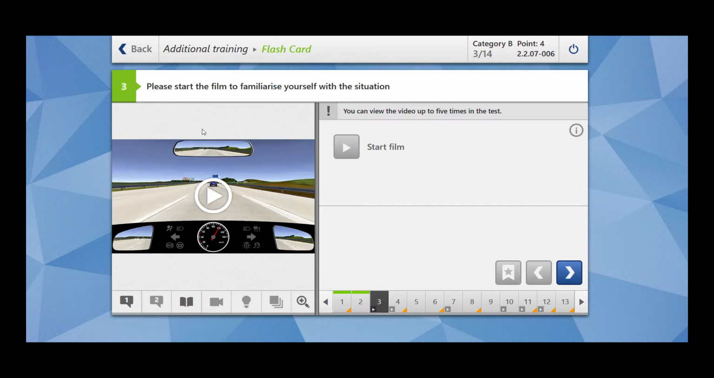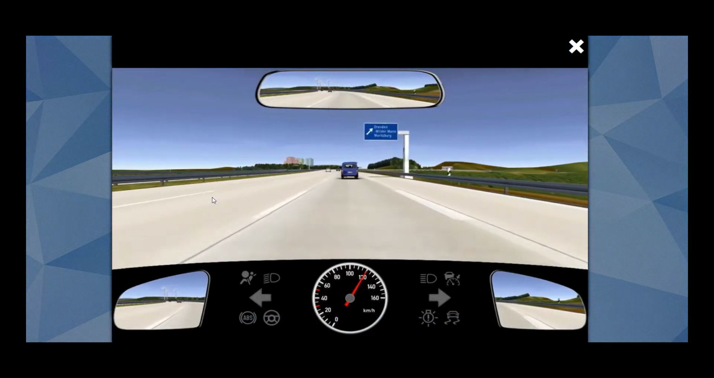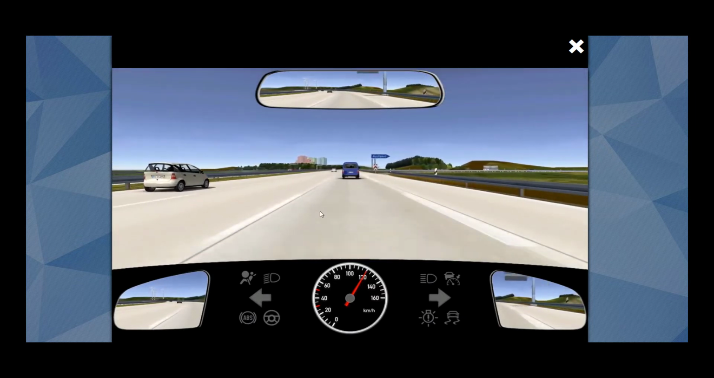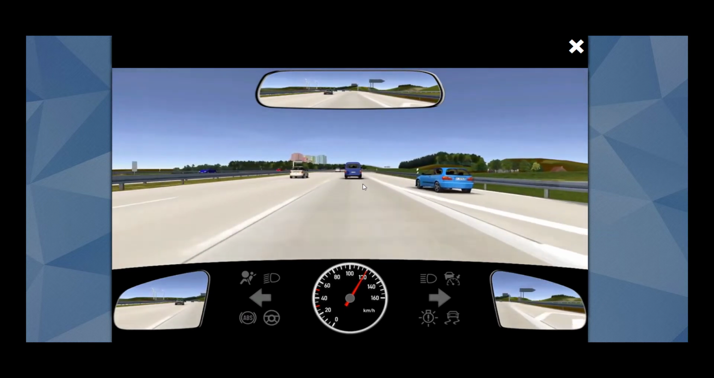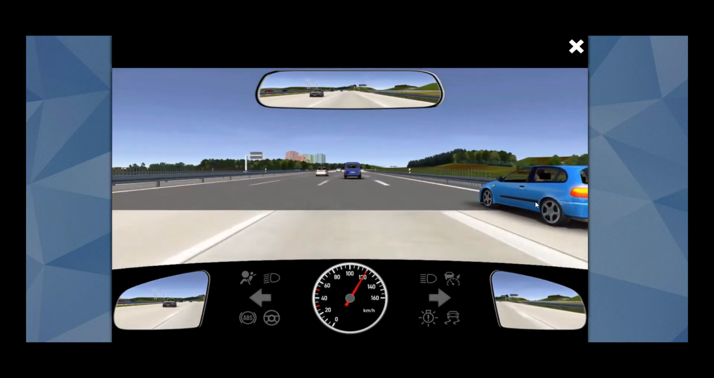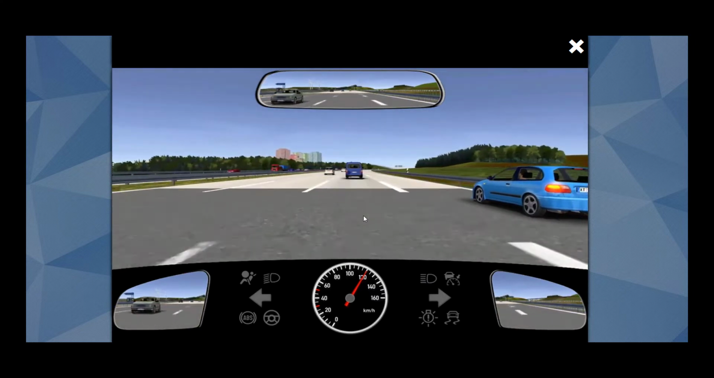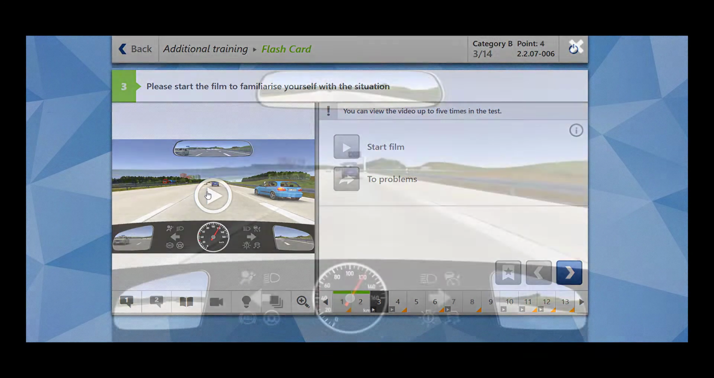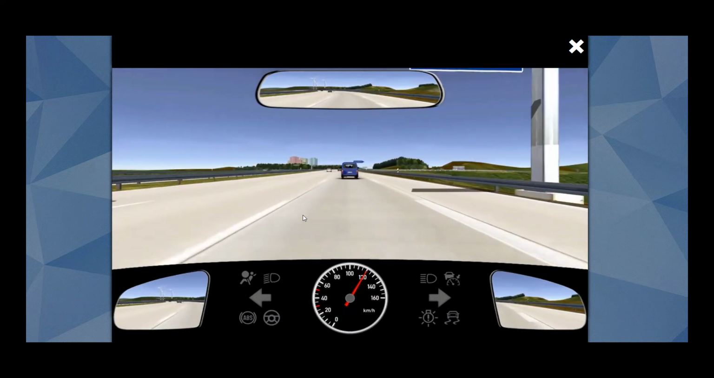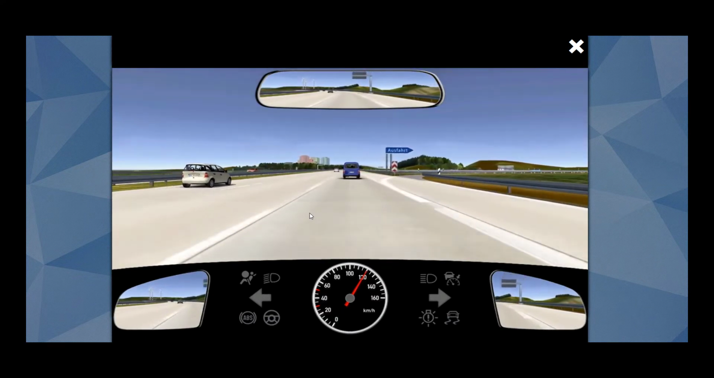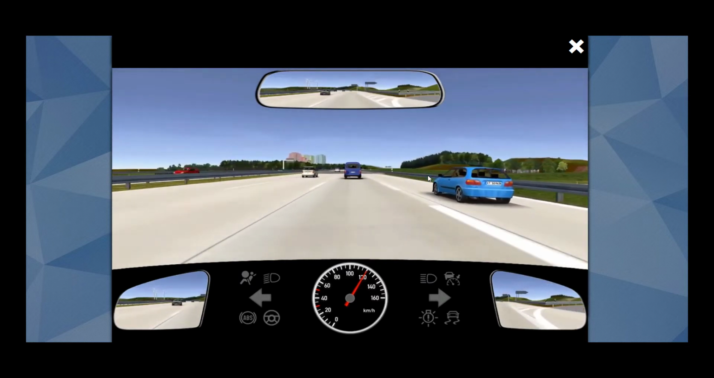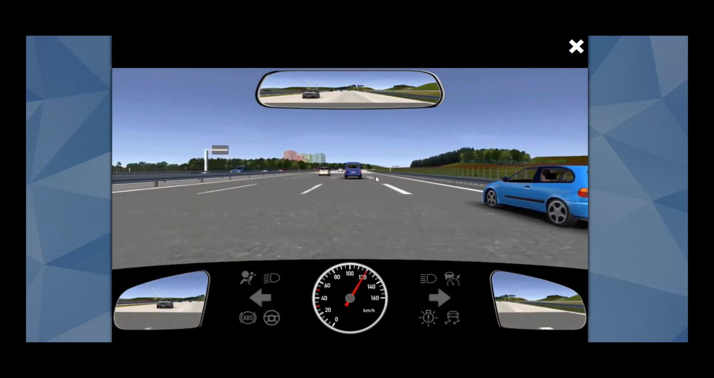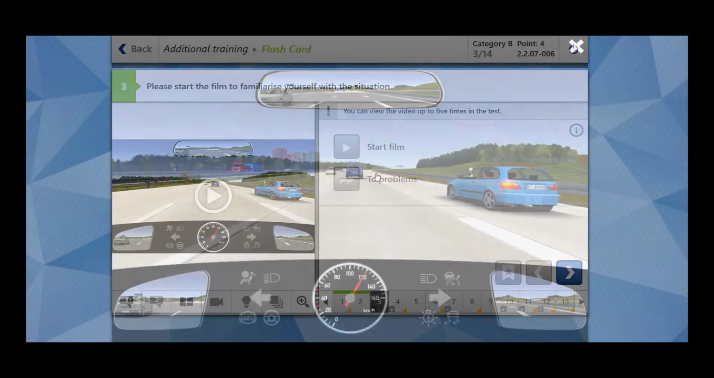Moving towards the next. Please start the film to familiarize yourself with the situation. Let's play it. So we are on the Autobahn. We are following this vehicle. You see there is a merging lane and this car wants to merge into the right hand lane. Let's play it once again. So we are on the Autobahn. And what we see here, this car wants to merge. It is right now on the merging lane or the acceleration lane, and now it wants to merge.